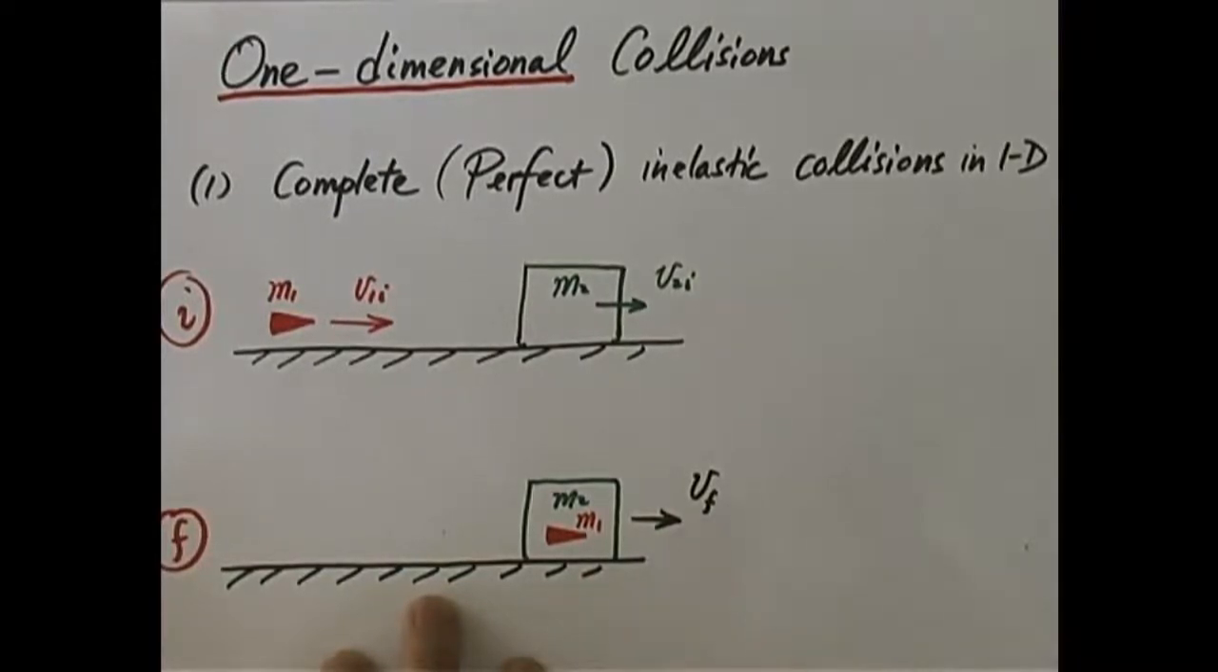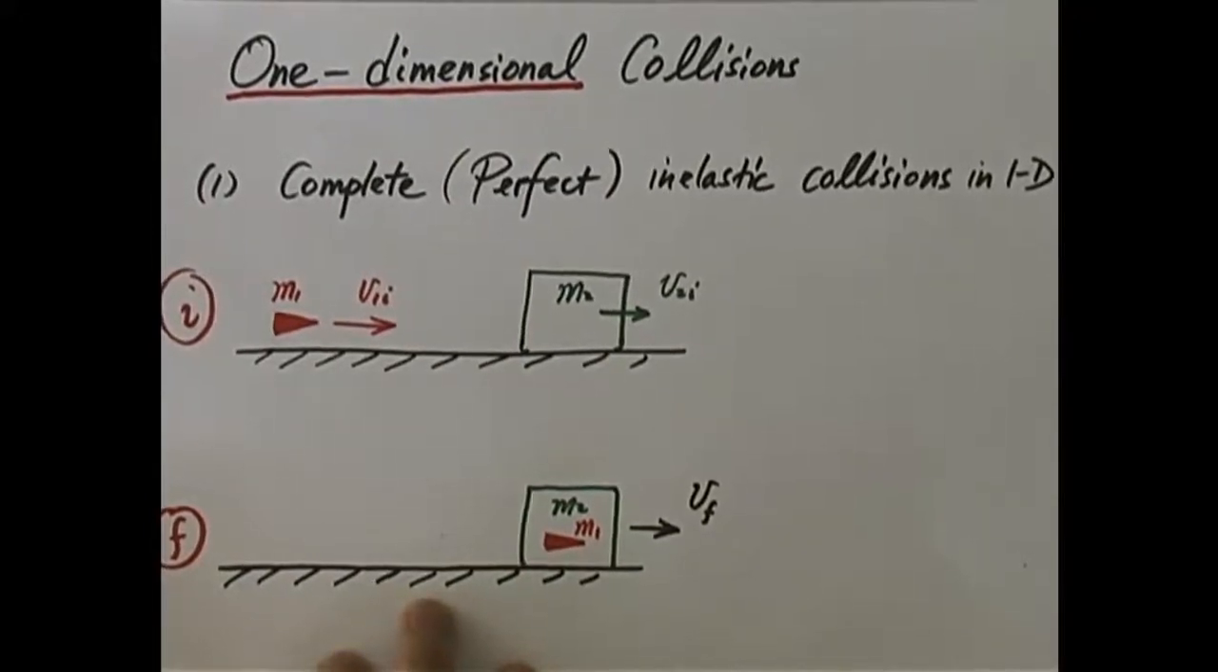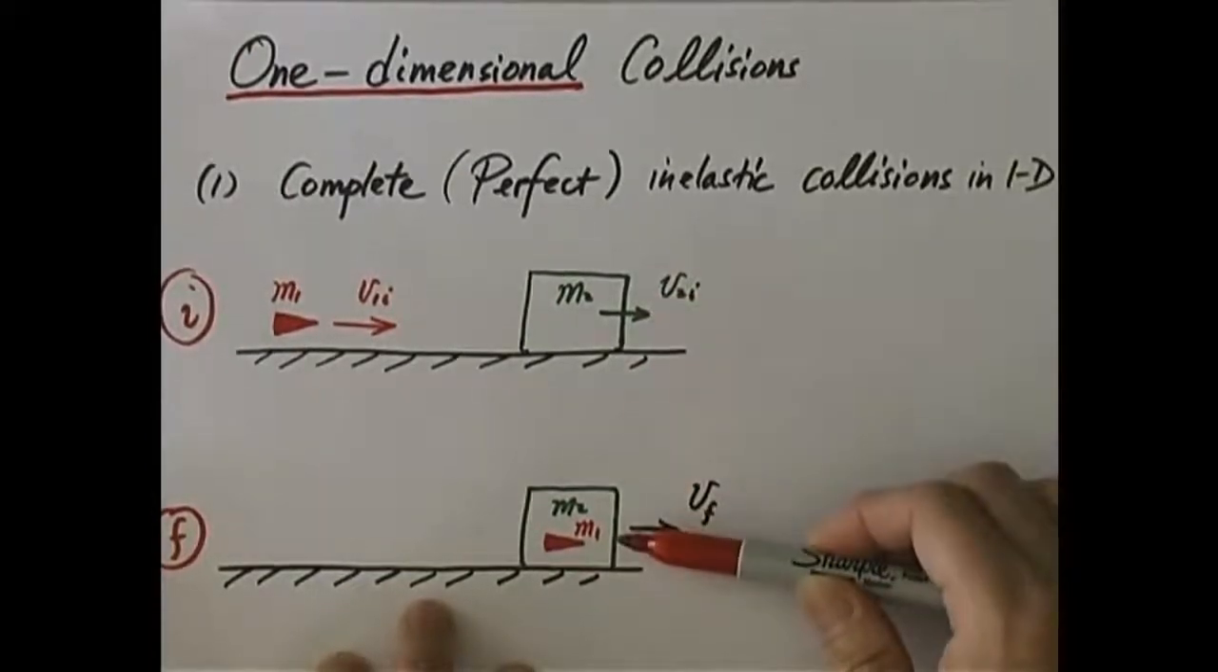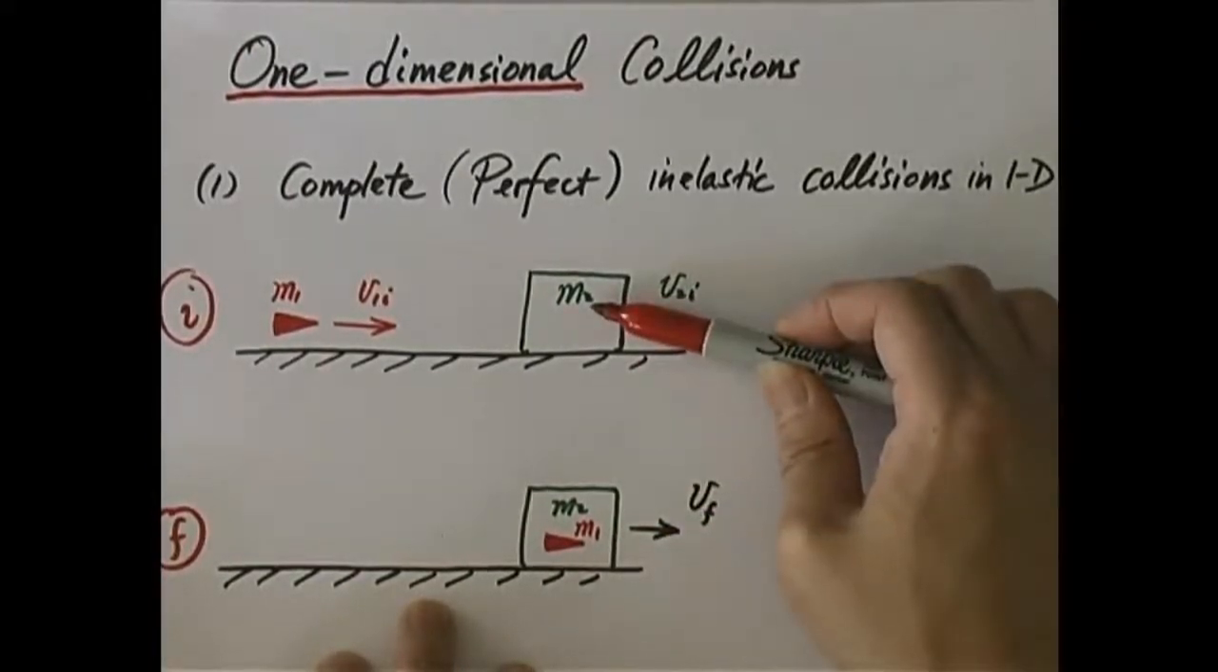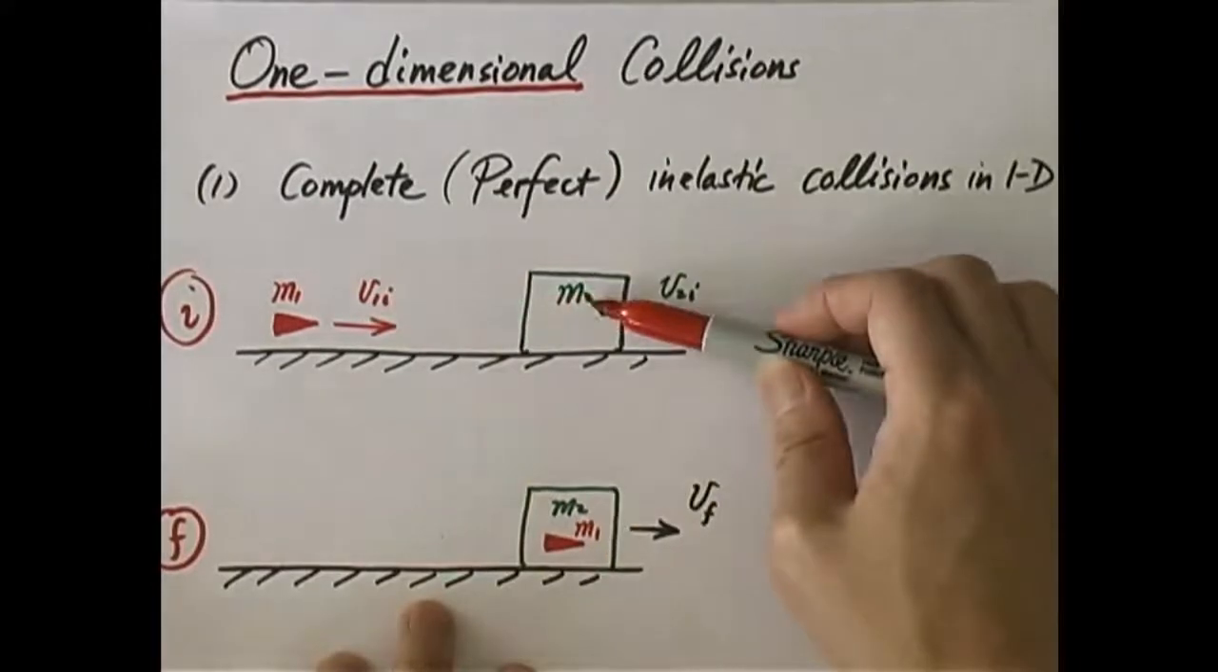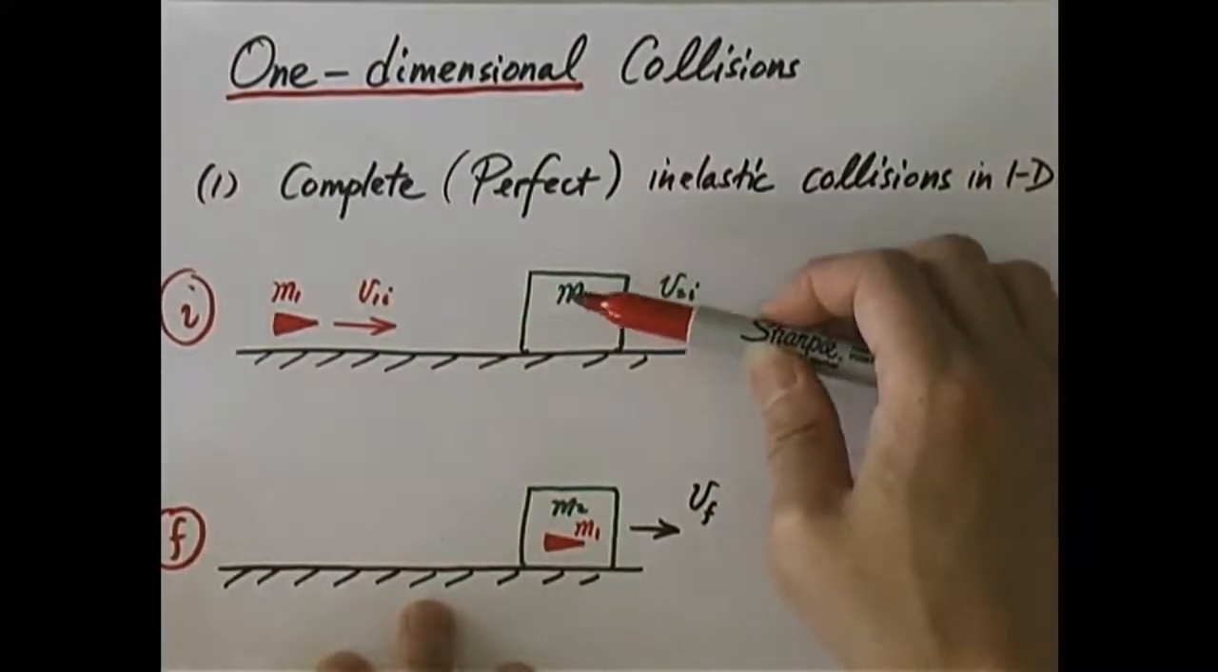Can I find v final? That's the thing. Can I find v final? Yes, you can, because there is a link between initial and final. What's the link? The momentum of the system, which consists of the bullet and the block, is left unchanged as a result of the collision.